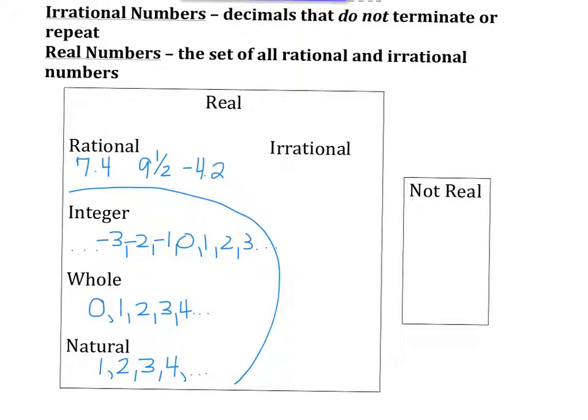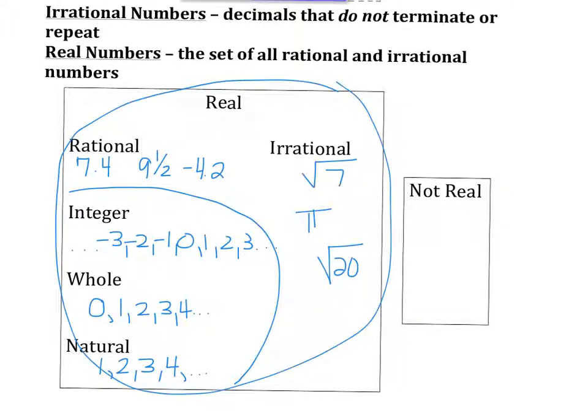Remember, your irrational numbers are square roots of numbers that are not perfect squares. Square root of 7, pi, go on forever without repeat. Square root of 20, we don't know what the square root of 20 is, so it's a decimal that goes on forever without repeating. Real is the entire family of real numbers.